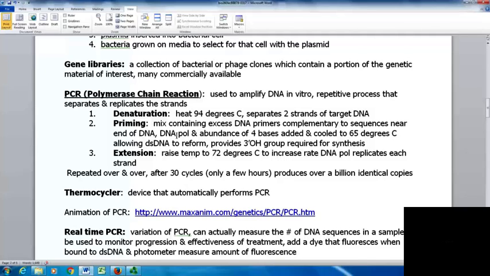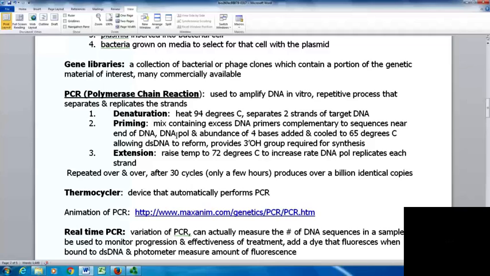During the extension phase, you raise the temperature up to 72 degrees Celsius and increase the rate that the DNA polymerase replicates each strand. So this cycle can be repeated over and over and over. After 30 cycles, you're able to produce over 1 billion identical copies. This can give you enough genetic material to work with to do other tests.